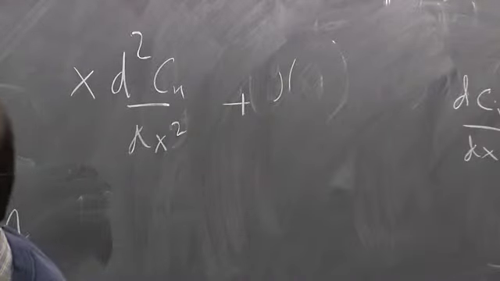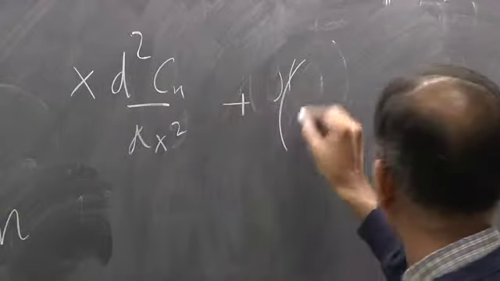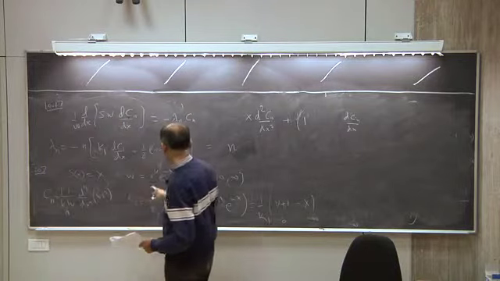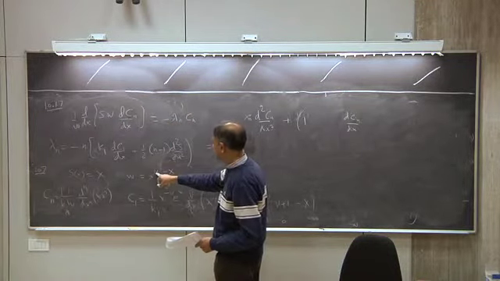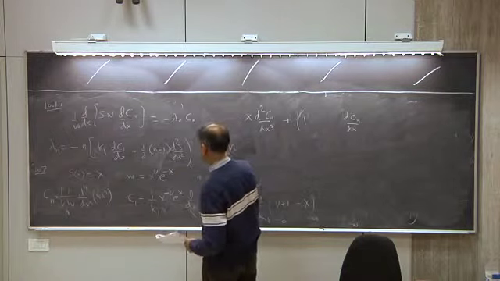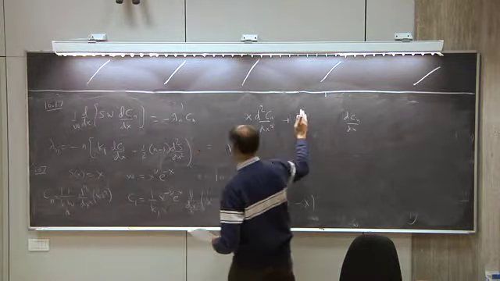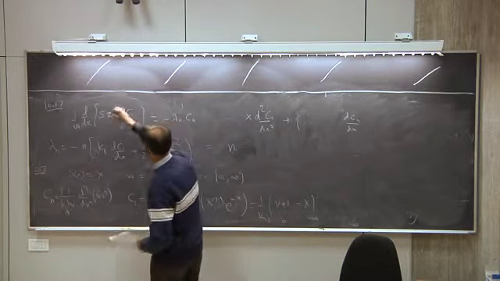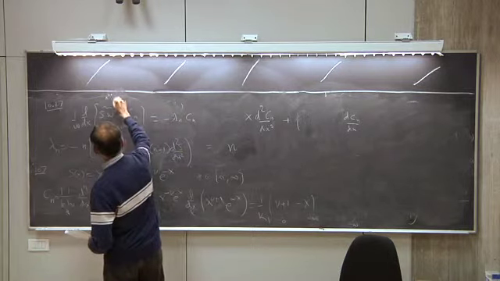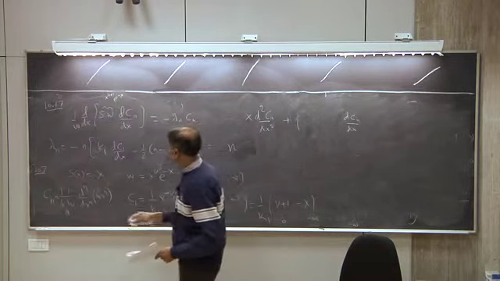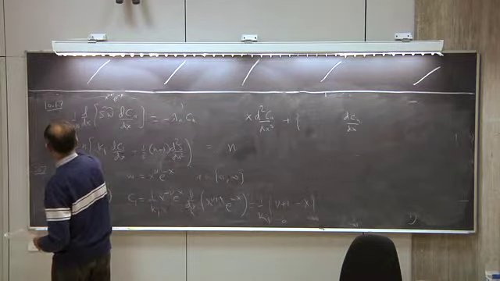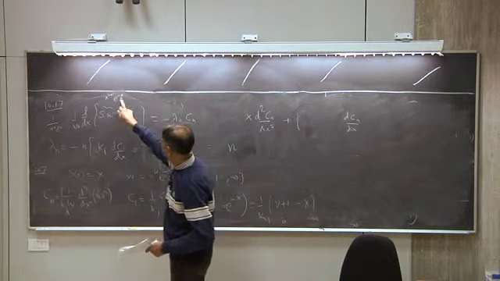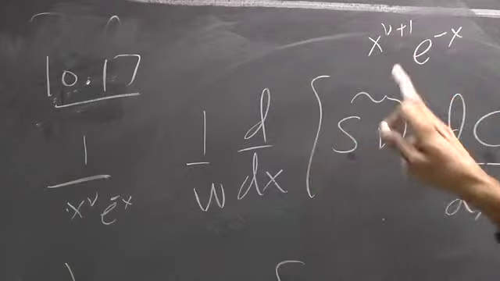And so one term is when the derivative hits here, that gives you simply 1. And the second term is when the derivative hits w. Maybe it is better to do this. So what is sw? sw is simply x to the nu plus 1. This quantity is x to the nu plus 1 e to the minus x, right? And that is x to the nu over e to the minus x, right? This guy is that.